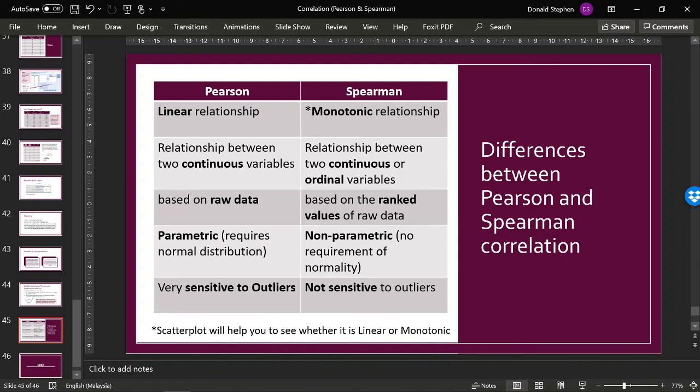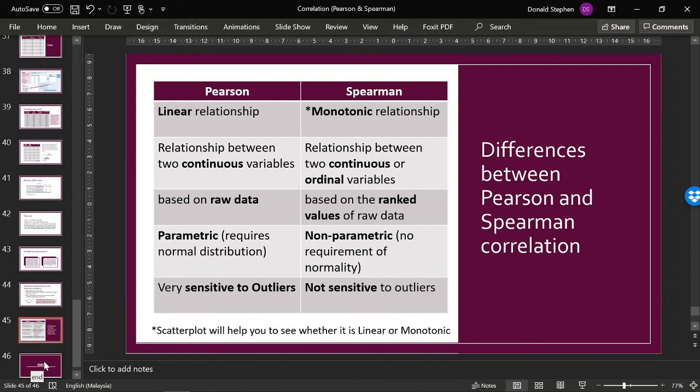So if you are not sure whether your data distribution is linear or monotonic, then just plot a scatter plot, then you can see. Right? So that is Pearson and Spearman. So in Jamovi, the process of computing Spearman is basically the same as how you compute Pearson's. So I won't show you here. So that's it. We have come to the end of this correlations.